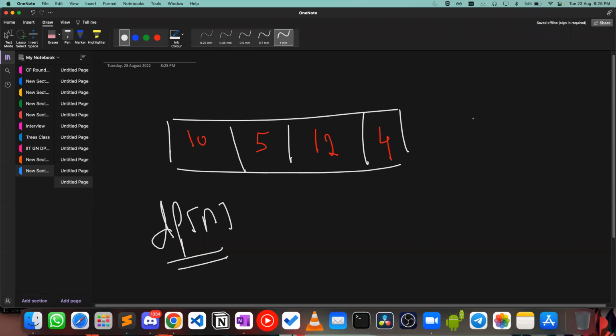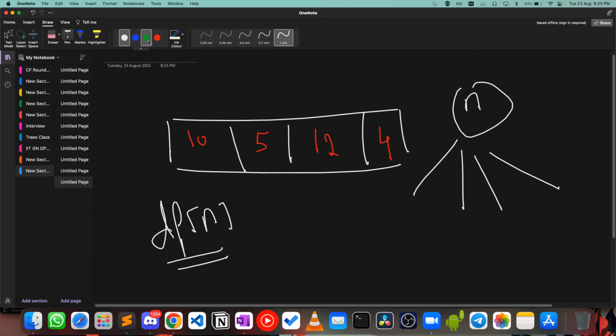So tell me, what is this value n dependent upon? Like, what are the other subproblems that it might be dependent upon? From where can you reach n? Somebody is saying total sum.